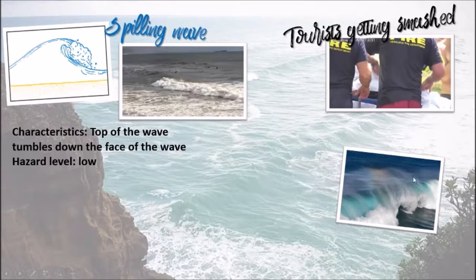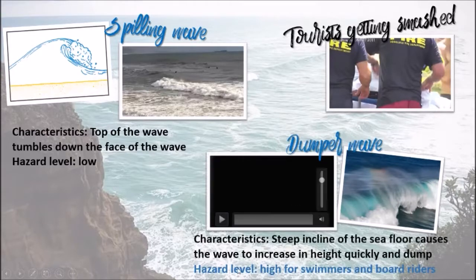This type, and you can see it's plunging. In New Zealand, we separate dumpers and shore breakers, but pretty much everywhere else in the world, anything that has this sweet tube, this beautiful barrel, they call it a plunging wave. So, a dumper, it's characterized by a steep incline of the sea floor, causing the wave to increase in height quickly and dump. It's a really high hazard level for swimmers and board riders, especially because our board riders are chasing these barrels. They want these sweet barrels.